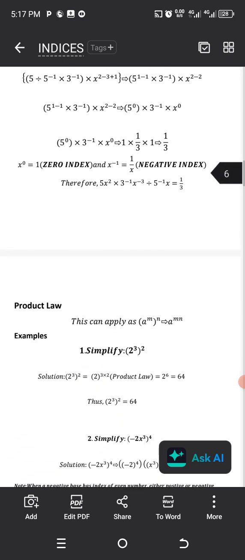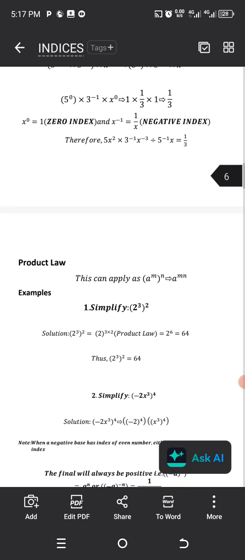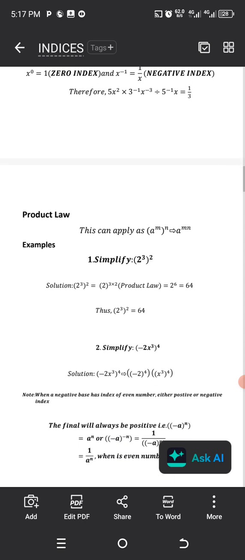And next thing we go to product law. Don't feel as if it's difficult; it's simple when you have a better understanding of it. After this, I will give you 9 to 10 questions so you have more knowledge on the topic called indices, so that whenever you see indices, you won't say this topic is too complex. No, it's very simple. Once you have the understanding, no wahala.